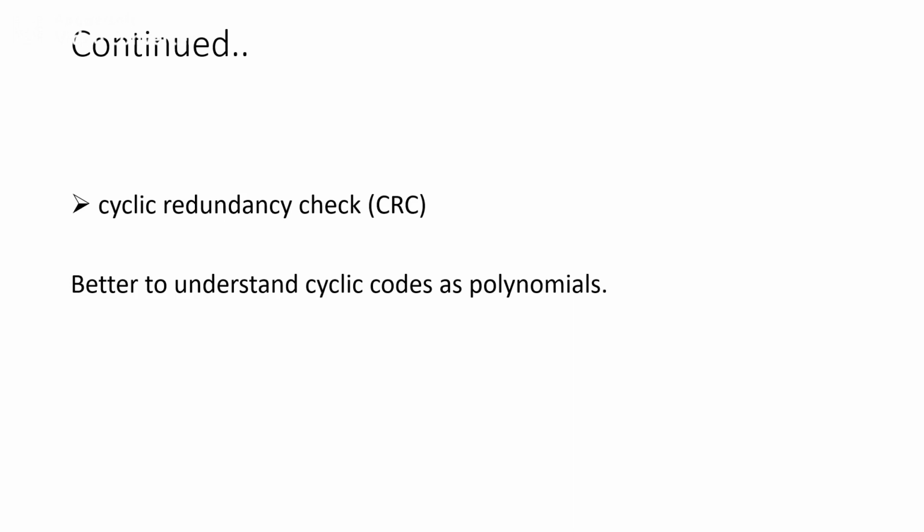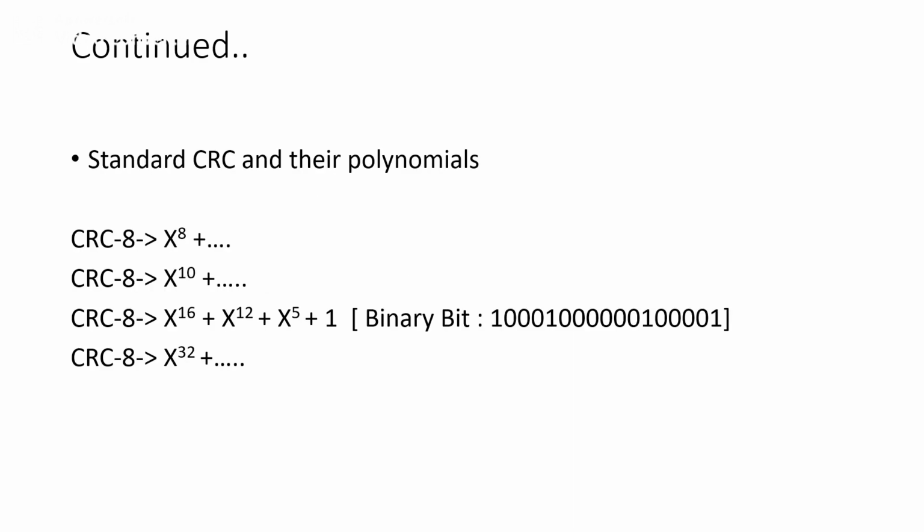That is the polynomial way of representing bit format. These are the standard CRCs and their polynomials. There are certain standard polynomials: CRC 8, that is x to the power 8 plus so and so, and x to the power 10 plus so and so. Then we have CRC 16, which we are going to implement as our first program: x to the power 16 plus x to the power 12 plus x to the power 5 plus 1.